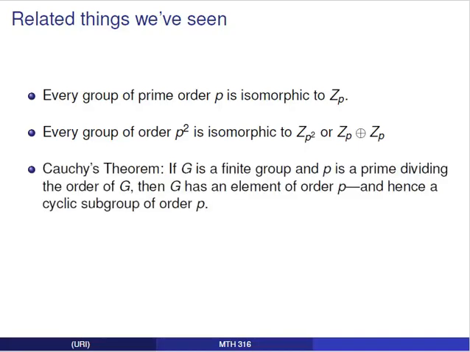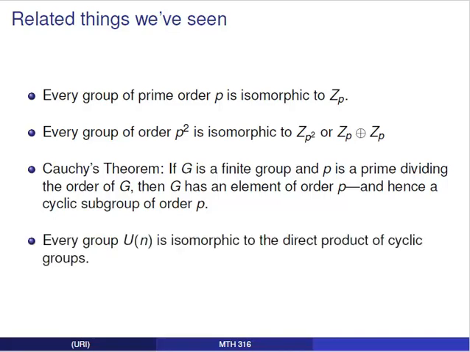We've also learned about Cauchy's theorem. Now that says that if G is a finite group and P is a prime dividing the order of G, then G has an element of order P. Now of course having an element of order P means that there is a cyclic subgroup of order P, so again we see this idea of groups or subgroups with prime order.